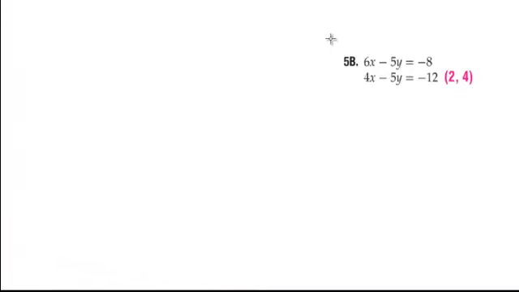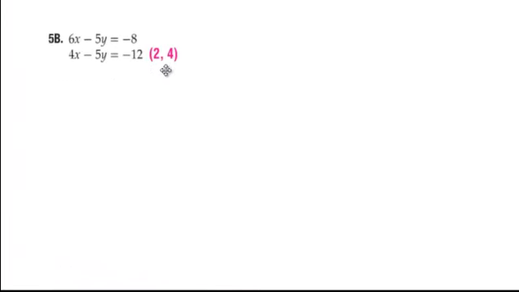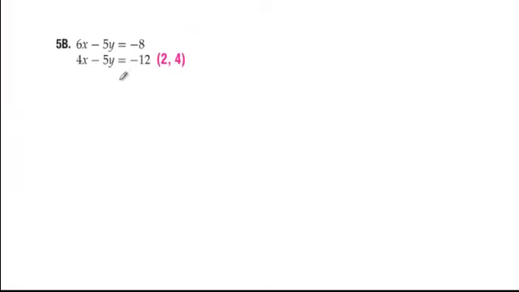Okay, and let's get that question here. So in this question, if you look, there is something similar to the previous question, but if we look at the numbers, here we have 6x, here we have 4x, here we have -5y, and here we have -5y. So which means that we have the same number.